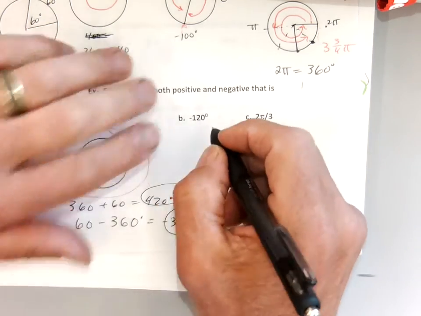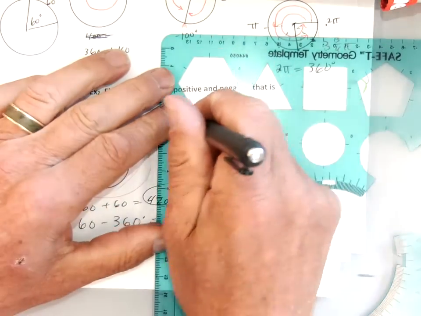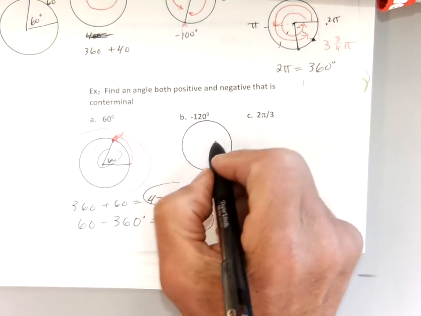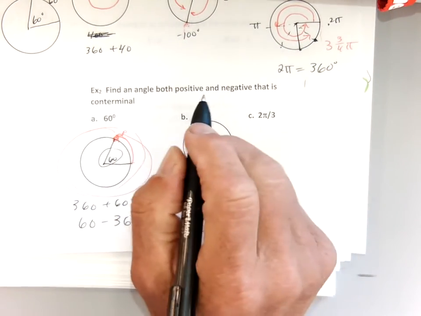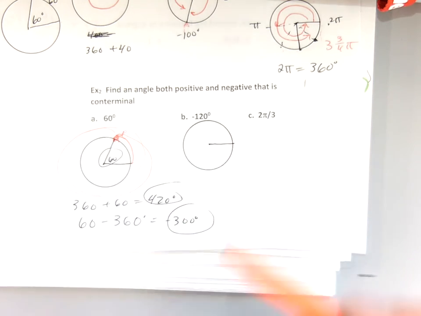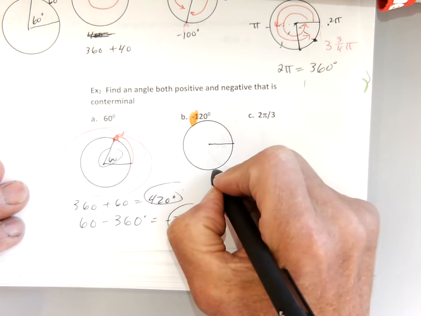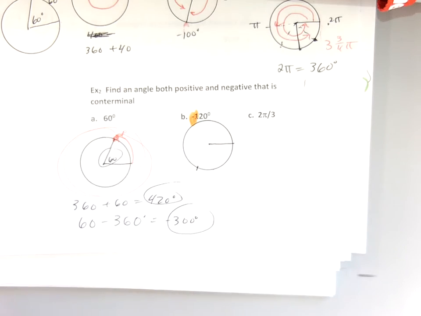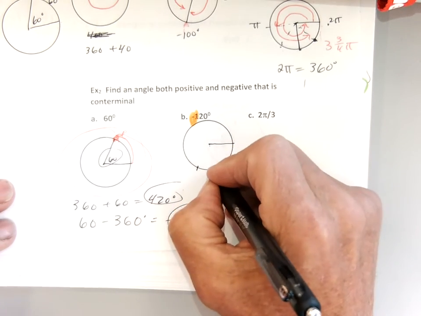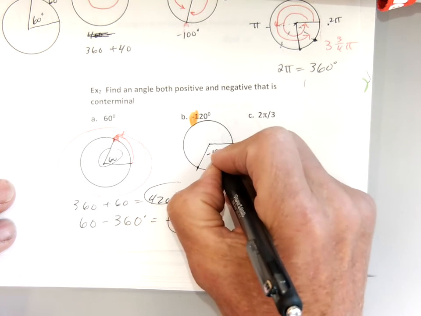Let's take a look at B. I'm going to draw a picture. I like the picture, pictures make it a little bit easier. Okay, negative 120 degrees. We're going to go backwards because of the negative. The negative means we're going to rotate backwards, so I'm going to rotate the tire backwards. We rotate back 90, and 120 might be about there. So negative 120 degrees.